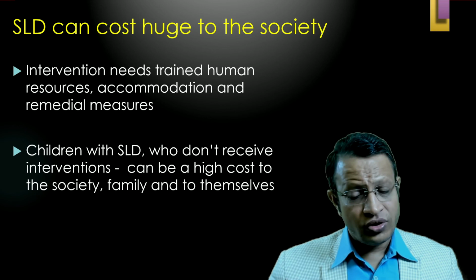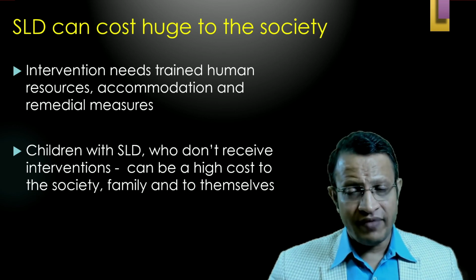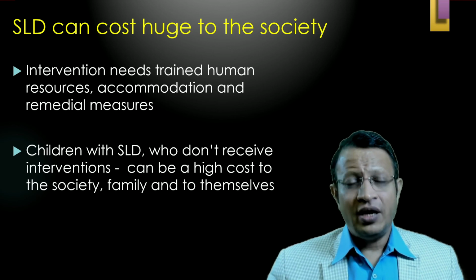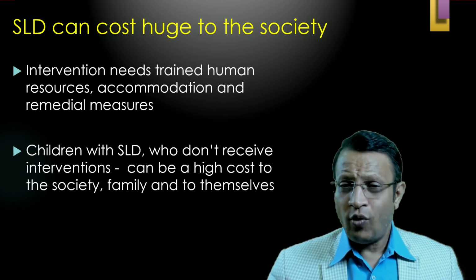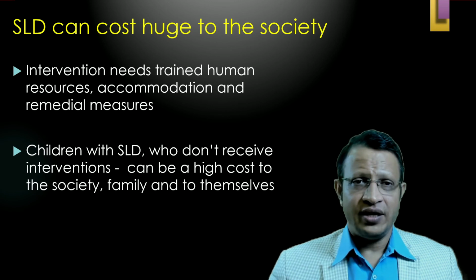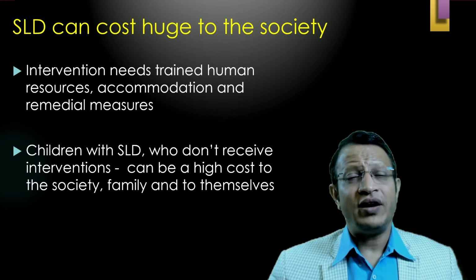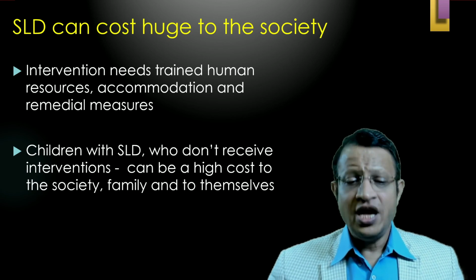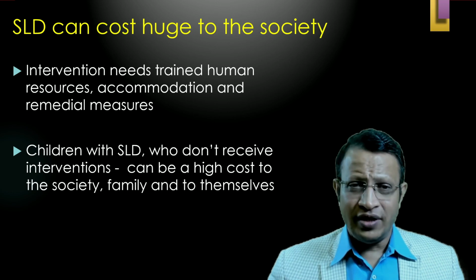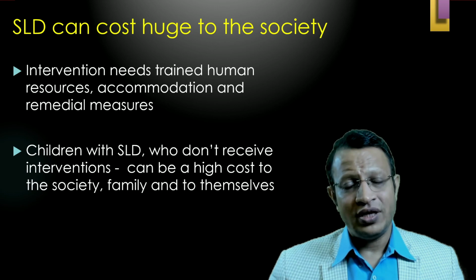Intervention also requires trained human resources. That means special educators should be available, and the special educator should invariably be 1:1, or else 2 or 3 children may have one special educator. More than that, it will not be effective. Further, the resources required for accommodation and remedial measures have not been calculated properly. Children with SLD who do not receive intervention can be a high cost to society, family, and themselves.